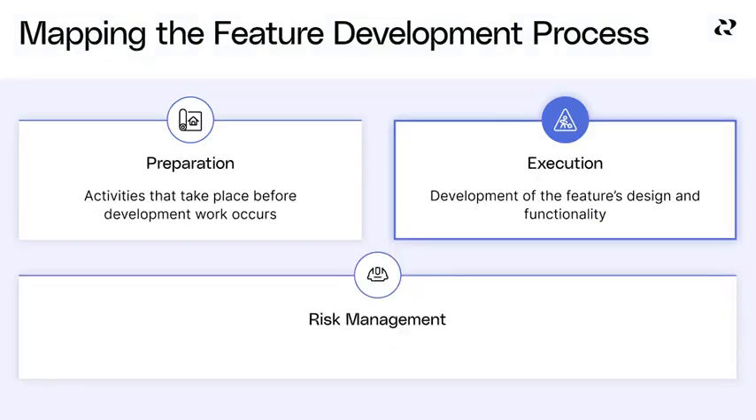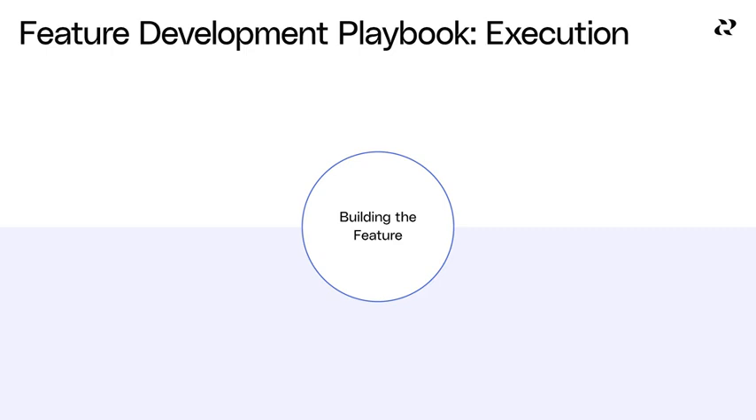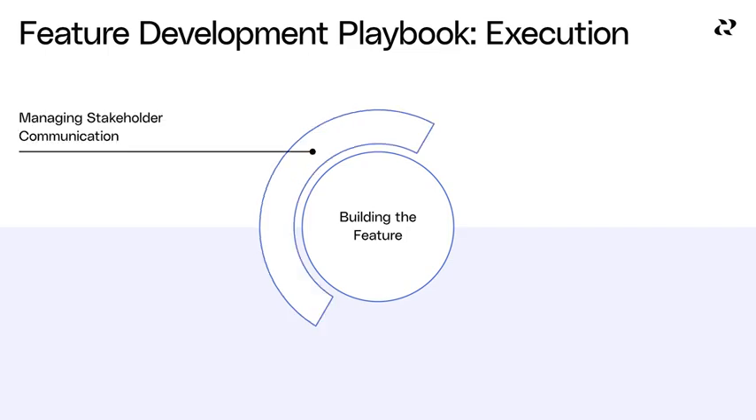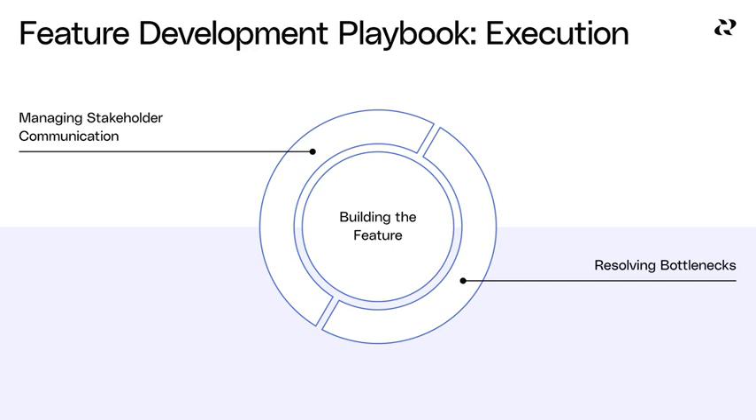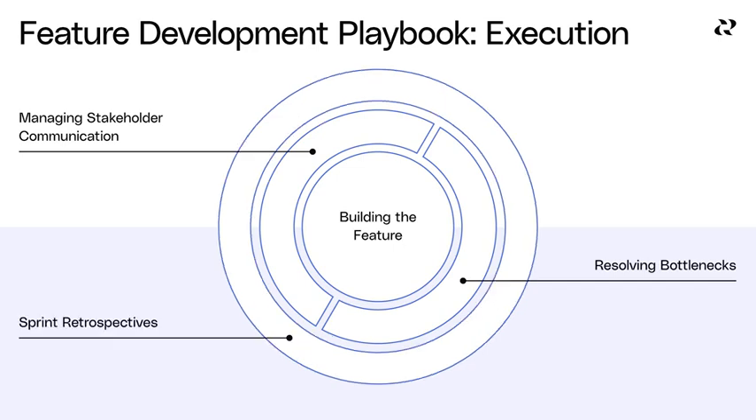The next body of work is execution. Execution refers to the development of your feature's design and functionality that brings it to life in your product. At the core of the execution phase is the writing and editing of code, or the building of physical products or hardware. We refer to this work, along with the day-to-day technical support needed to push it forward, as building the feature. While this work is best done by engineers, there are activities apart from actual development that enable this work to progress effectively. There's managing stakeholder communication, unblocking engineers by resolving bottlenecks, and running sprint retrospectives to identify and incorporate process learnings as you go.